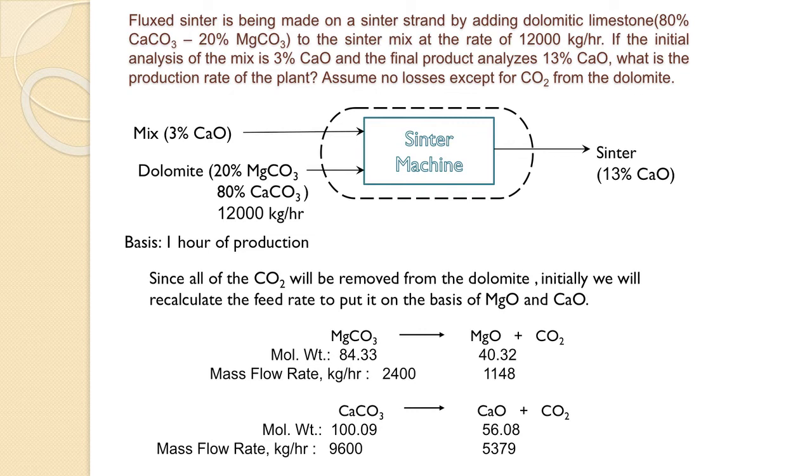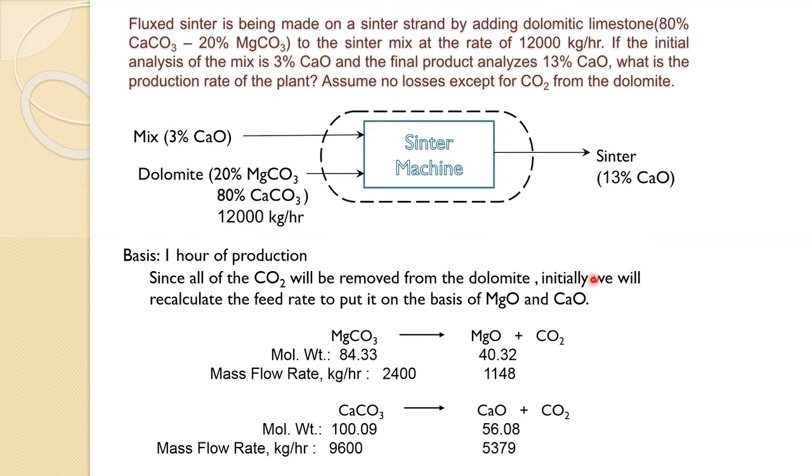So, we know 3% CaO is there in the mix. So, we can make a material balance figure, and we are putting in dolomite at 12 ton per hour, which is containing 20% MgCO3 and 80% calcium carbonate, and the sinter which is coming out contains 13% CaO, which is given. So, our calculation is based on a per hour basis. Since all the CO2 will be removed from the dolomite, like MgCO3 giving MgO plus CO2 and CaCO3 giving CaO plus CO2, at high temperature in the sintering.